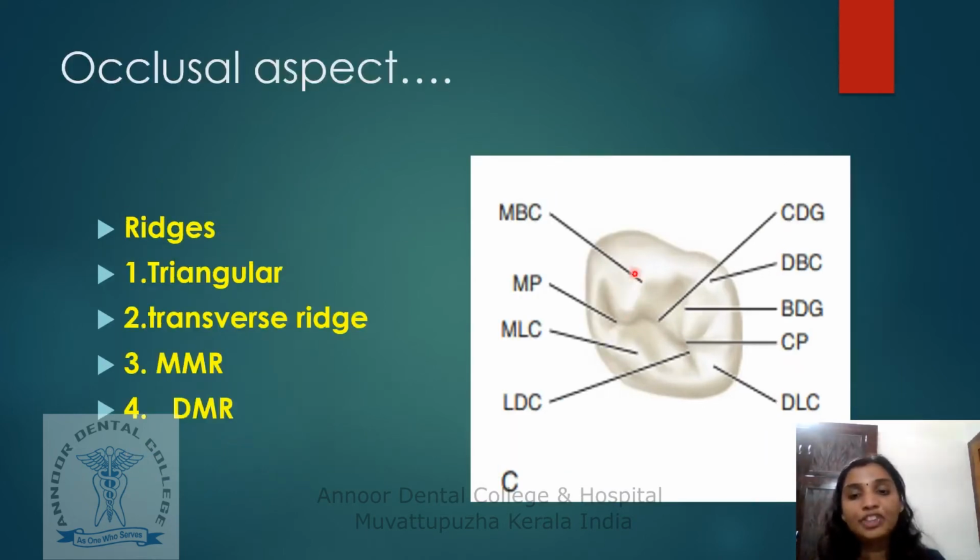The ridges we could find are the triangular ridge, transverse ridge, mesial marginal ridge and distal marginal ridge. This is the same as that of other teeth, but the oblique ridge is absent. Oblique ridge is present only in maxillary teeth.